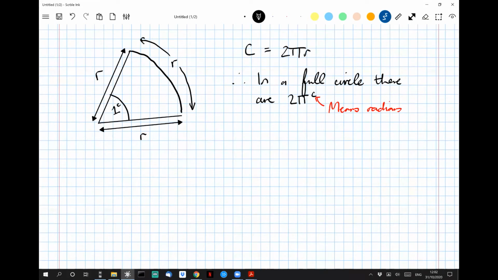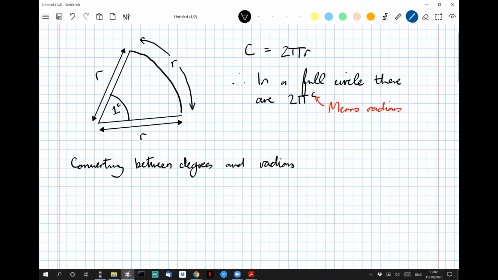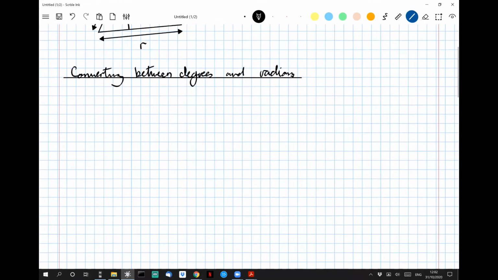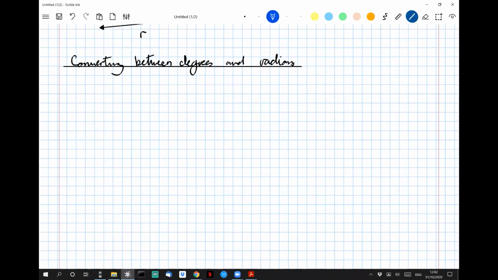So let's have a look now at converting between degrees and radians. Now, there are formulae for doing this, but I have to admit that I forget what the formulae are. So I'm going to show you a process of how to work it out. That requires you to remember no formulae. So let's say, for example, the question was, convert 36 degrees into radians.